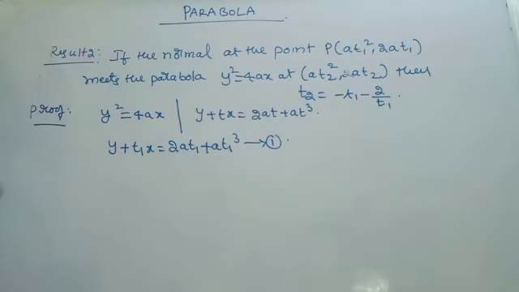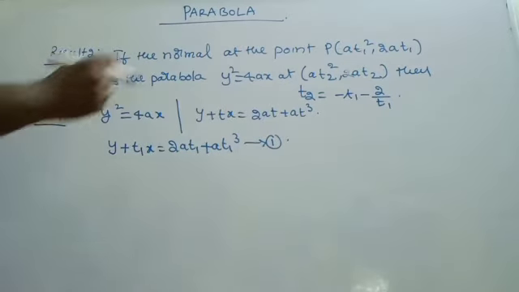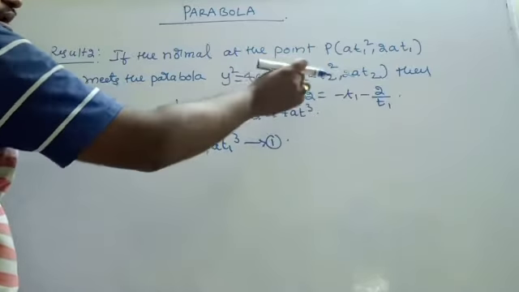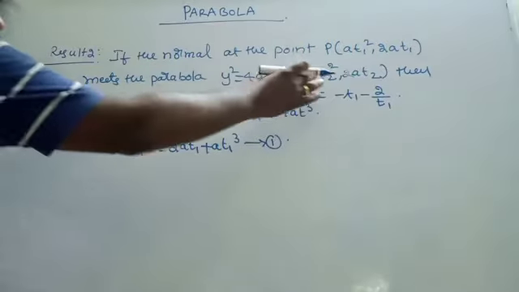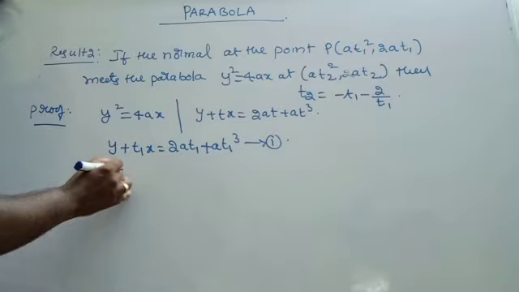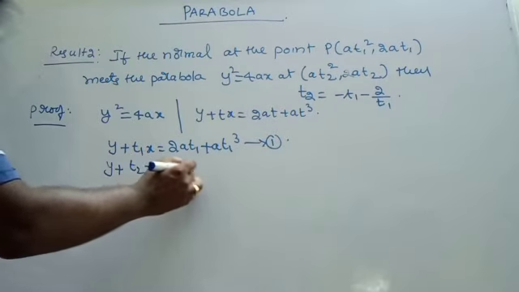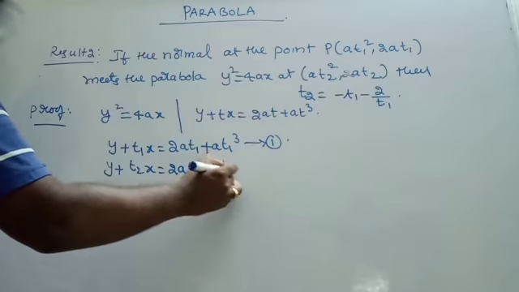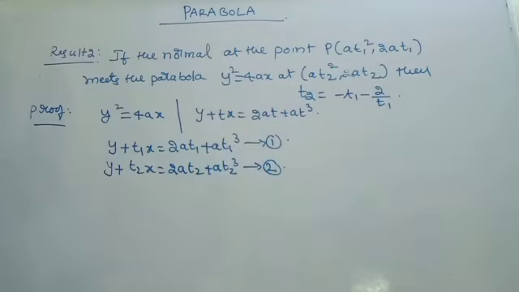Now, it meets the parabola y square equals 4ax at another point on the parabola, and the normal also meets at this particular point. That means this point also satisfies the normal equation. So we get y plus t2x = 2at2 plus at2 cube. Now you have got equation 1 and equation 2.